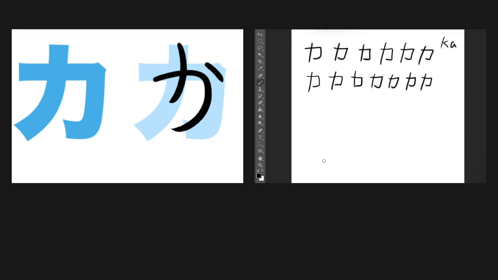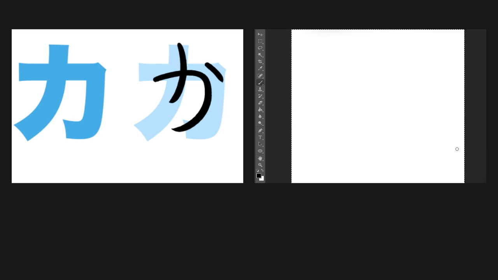All right, ka. Just like how in hiragana we drew that line first, we draw this angled part before we draw the vertical line. All right. That's ka.